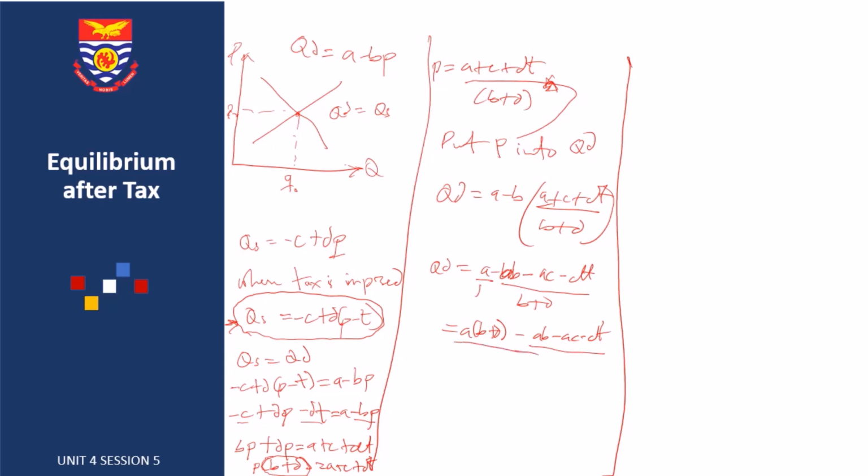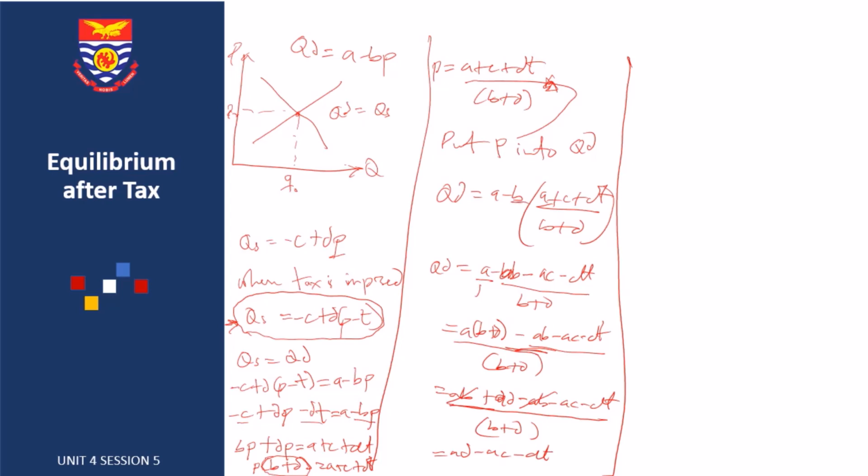So now I have found the LCM, so all over B plus D. So I'm going to have AB plus AD minus AB minus AC minus dt, all divided by B plus D. This AB will cancel this AB. So in the end, I am going to have only AD minus AC minus dt, a b dt.